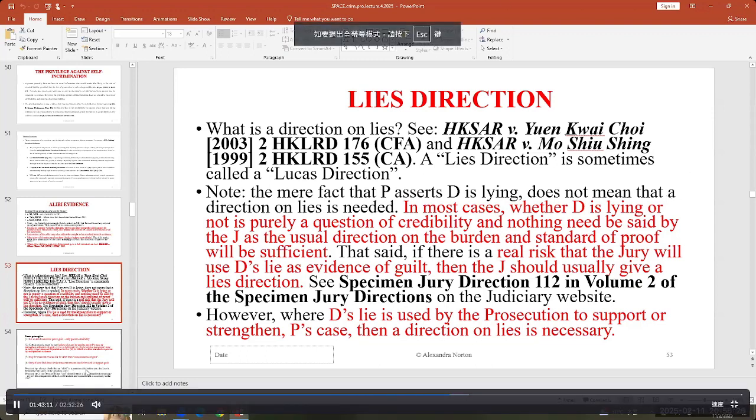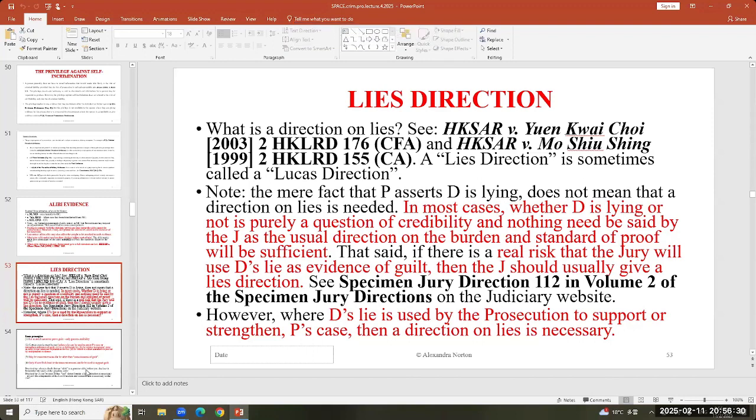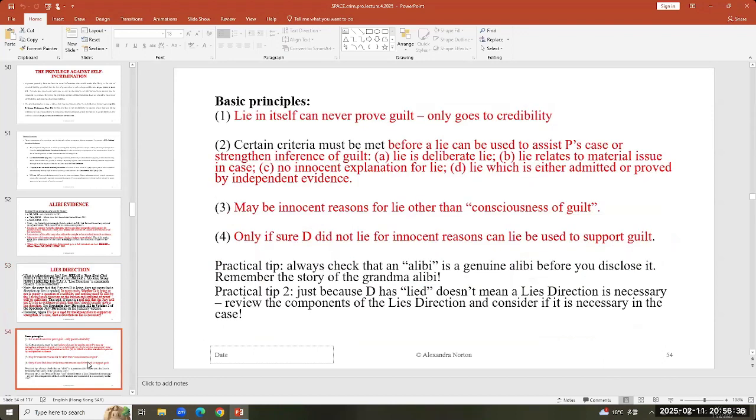It depends on whether there's a risk that it could be used in an improper way, either to support the prosecution's case or as evidence of guilt. So lies only go to credibility, not to guilt. And in order for the lie to be used to strengthen the case, it has to be deliberate, has to relate to a material issue in the case. There's no innocent explanation for it, and it's either admitted or proved by independent evidence.